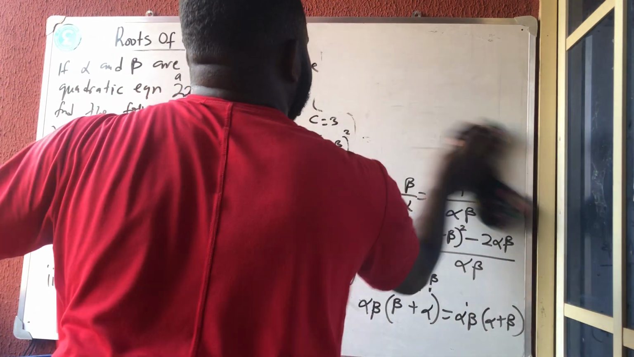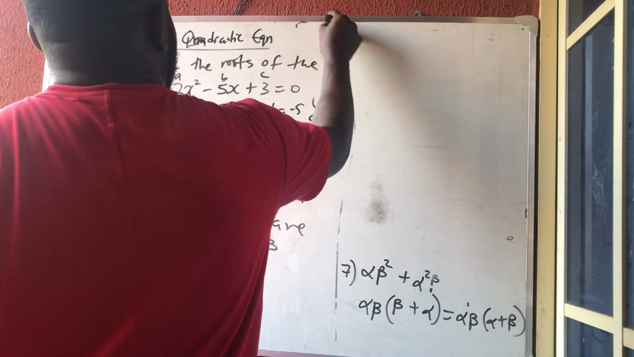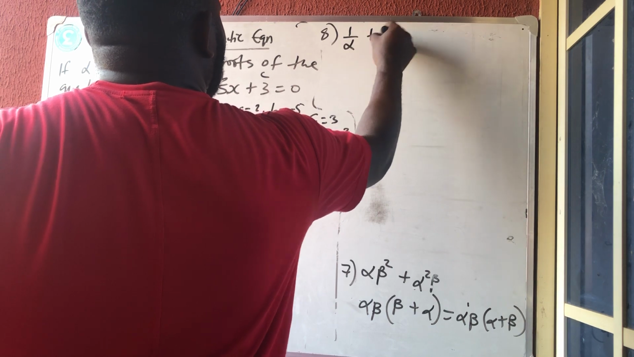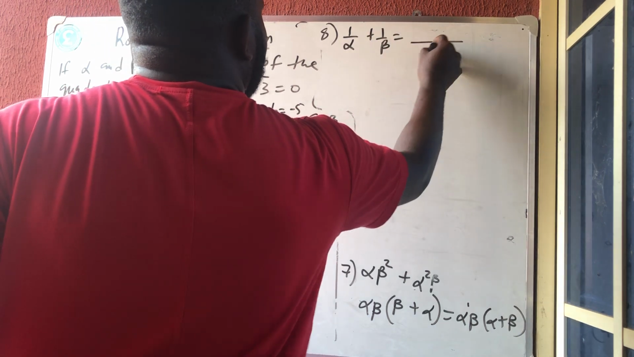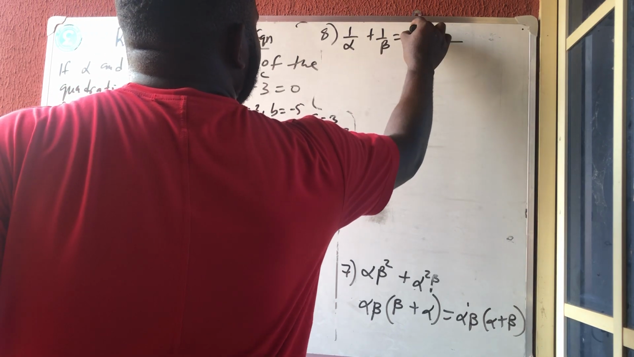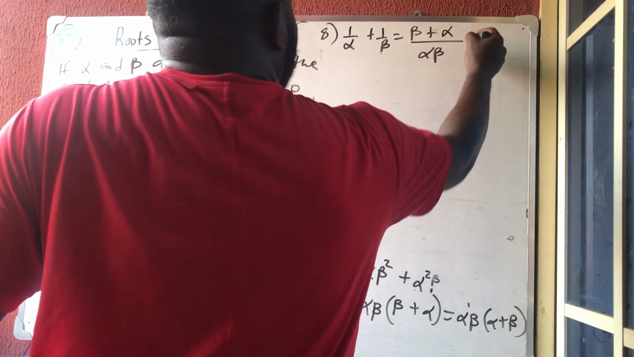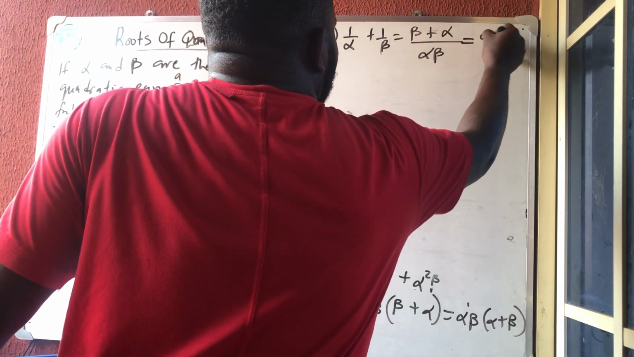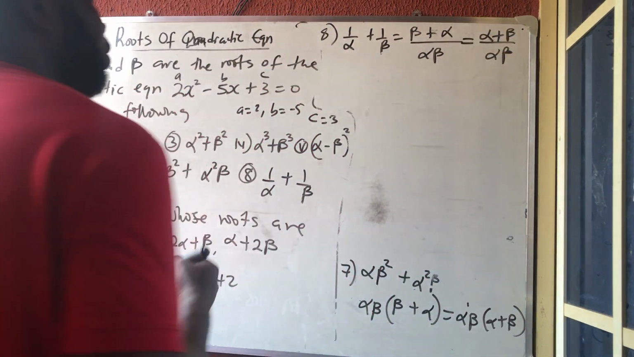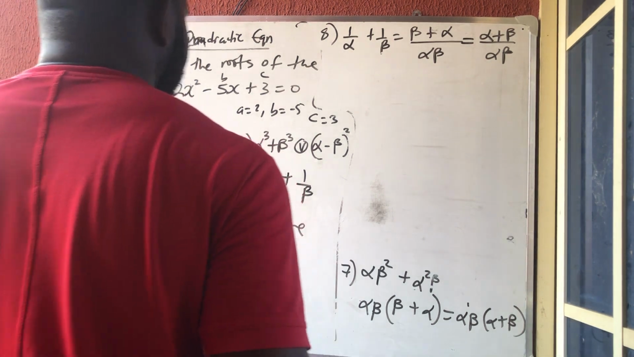So number 8, which is the final one here, which said 1 over alpha plus 1 over beta. Okay, LCM is alpha beta. When these two divide this, I'm having beta. Beta times this, beta, plus when these two divide this, I'm having alpha. Alpha times this, I'm having alpha. If you arrange it very well, I'm having alpha plus beta all over alpha beta. Okay, do your substitution and tell me what your answer is in the comment section.